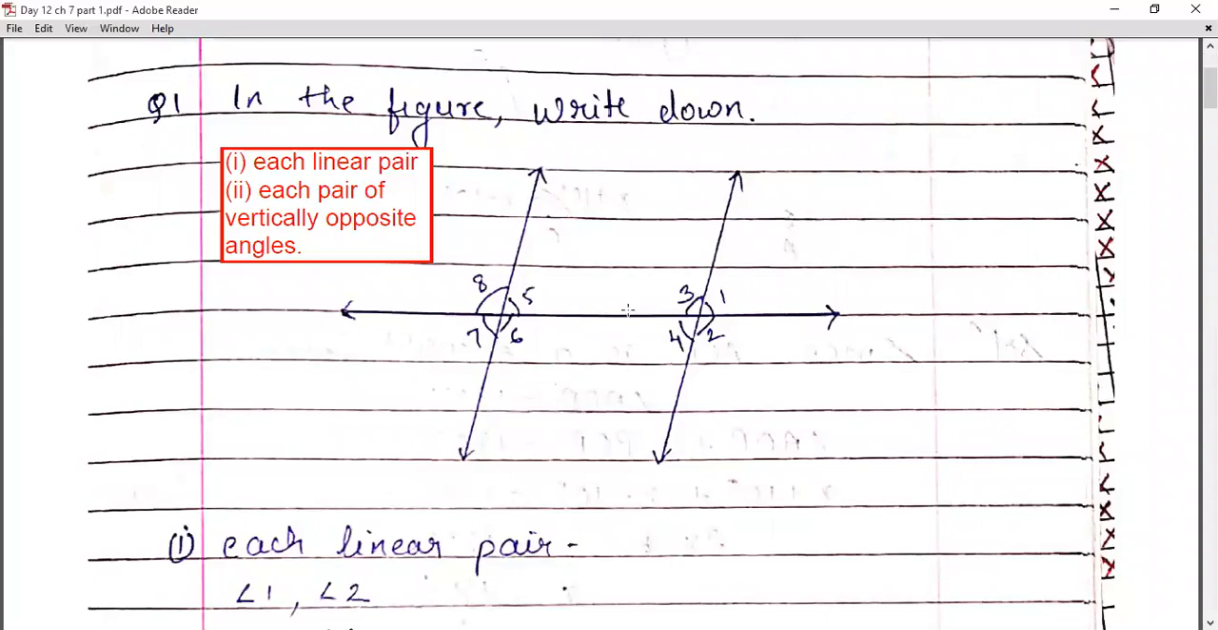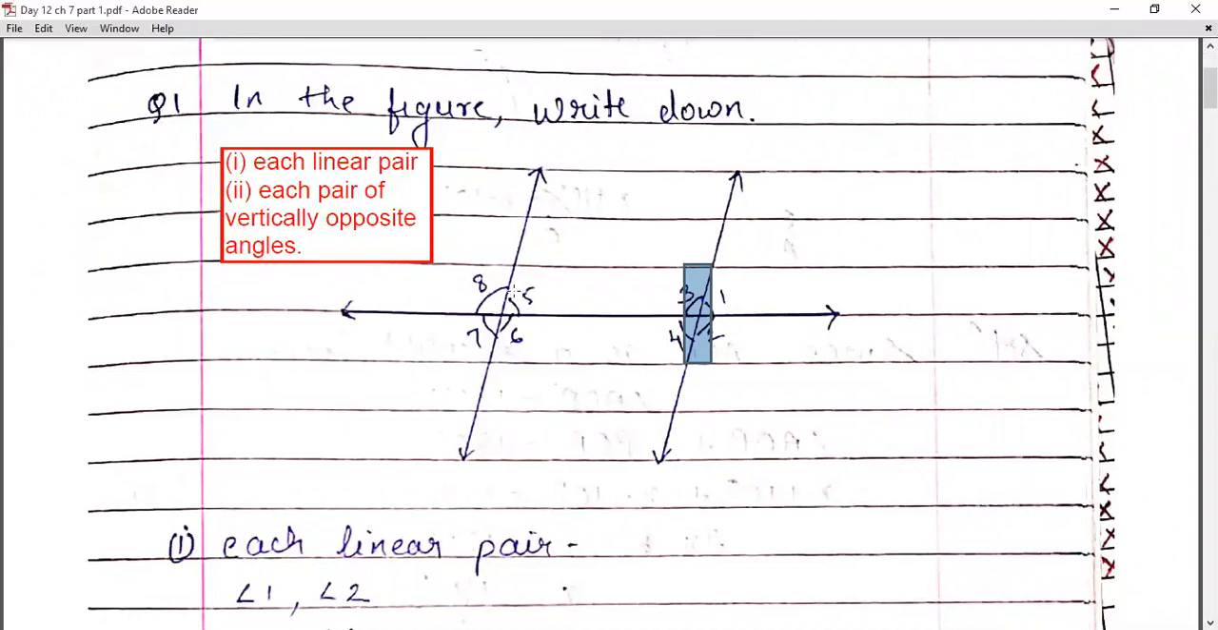So here you can see a straight line. This horizontal straight line is formed. Angle 1 and 3 are linear pair. Angle 2 and 4 forms a linear pair. Taking the vertical line, you can see angle 1 and 2 forms a linear pair. Angle 3 and 4 also forms a linear pair.